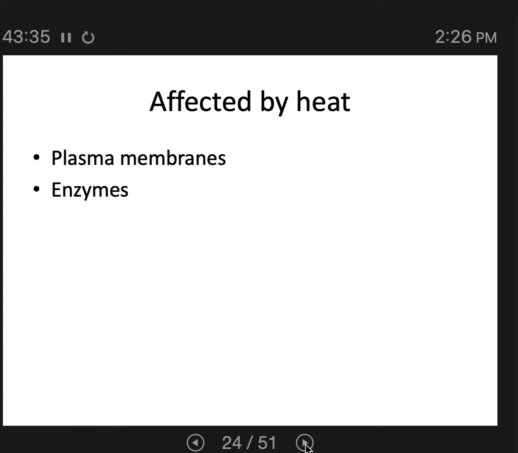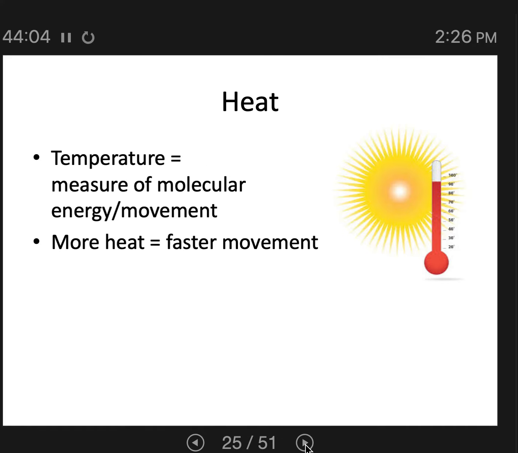All right, so what anatomical or physiological features are affected by heat? Well, the main things are going to be plasma membranes and enzymes. All molecules and all chemical reactions are affected by temperature, but these are particularly important cell elements when considering temperature changes. The plasma membrane and enzymes are going to be the first molecules to be impacted by the temperature of the environment. Let me remind you real quick what heat is.